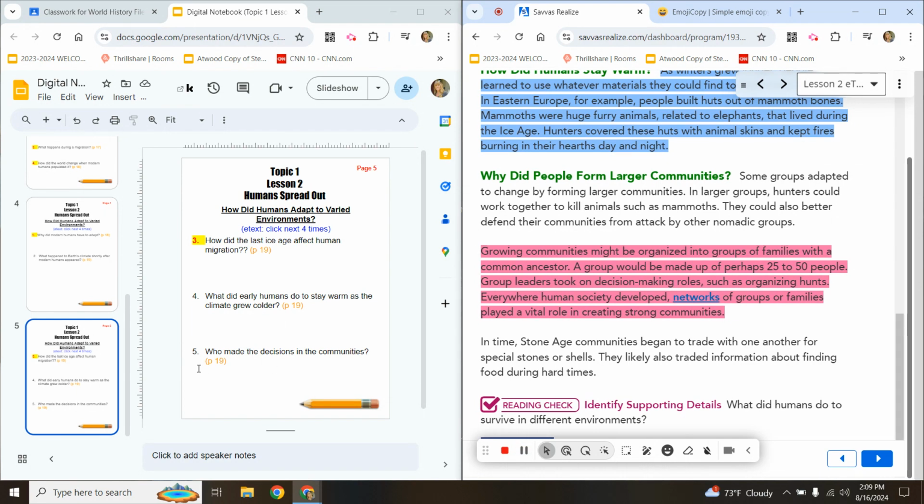Again, our question number 5, who made the decisions in the communities? You'll find the answer in this pink highlighted paragraph.